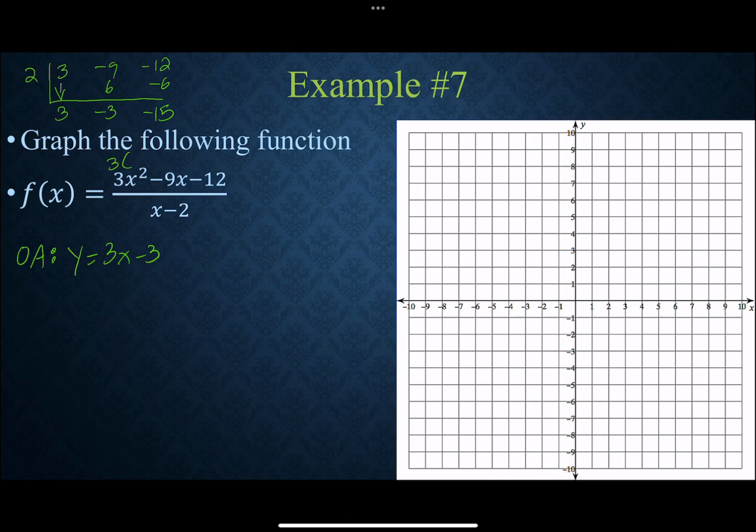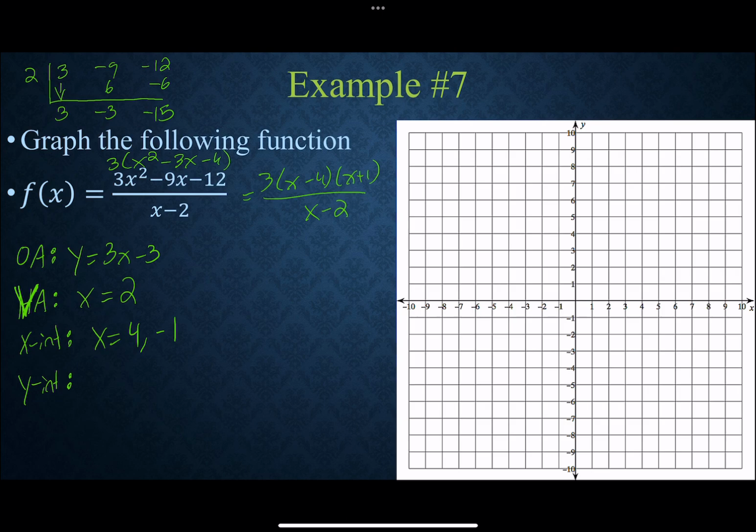We do need to factor this to find our vertical asymptote and x-intercepts, so we can take the 3 out. It's x squared minus 3x minus 4, which factors as x minus 4 and x plus 1. The bottom doesn't factor, and we see nothing cancels, so there are no holes in this graph. Oops, not HA, it's VA. Vertical asymptote at 2. X-intercepts, there's 2 of them at 4 and negative 1. Y-intercept, if we substitute 0 in for x, you just get negative 12 over negative 2, which is a positive 6. And again, there is no hole because nothing canceled.